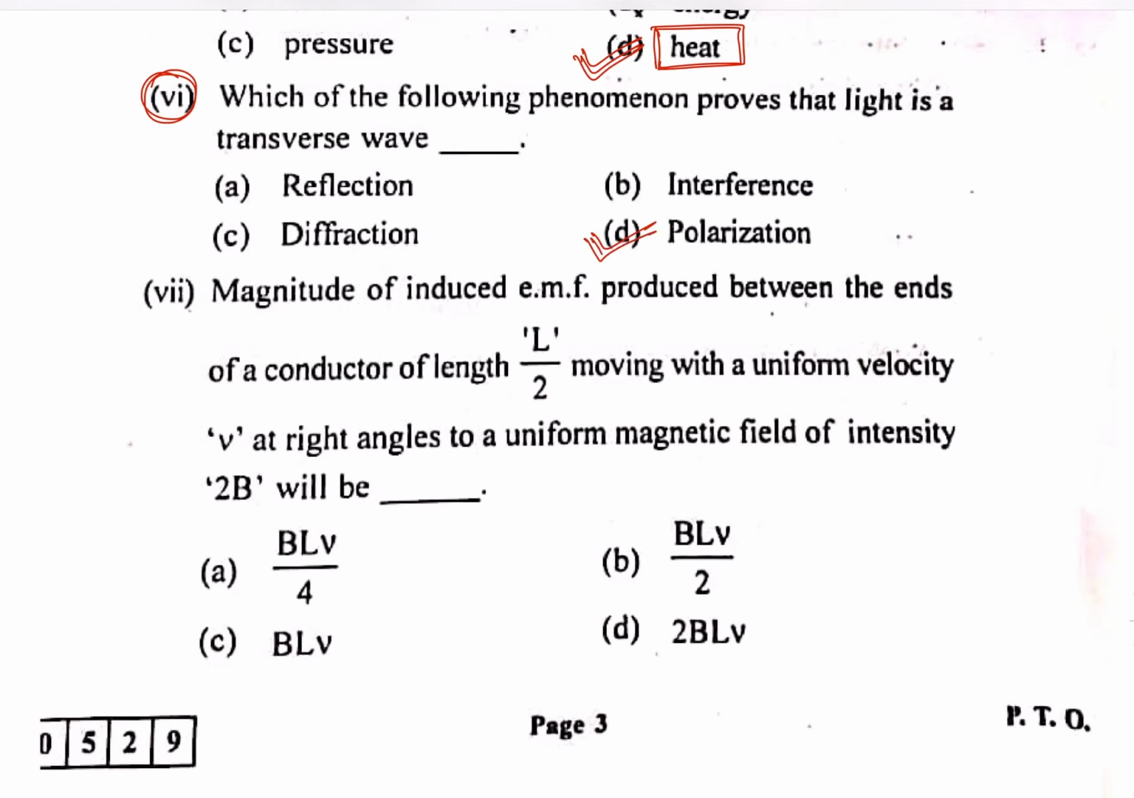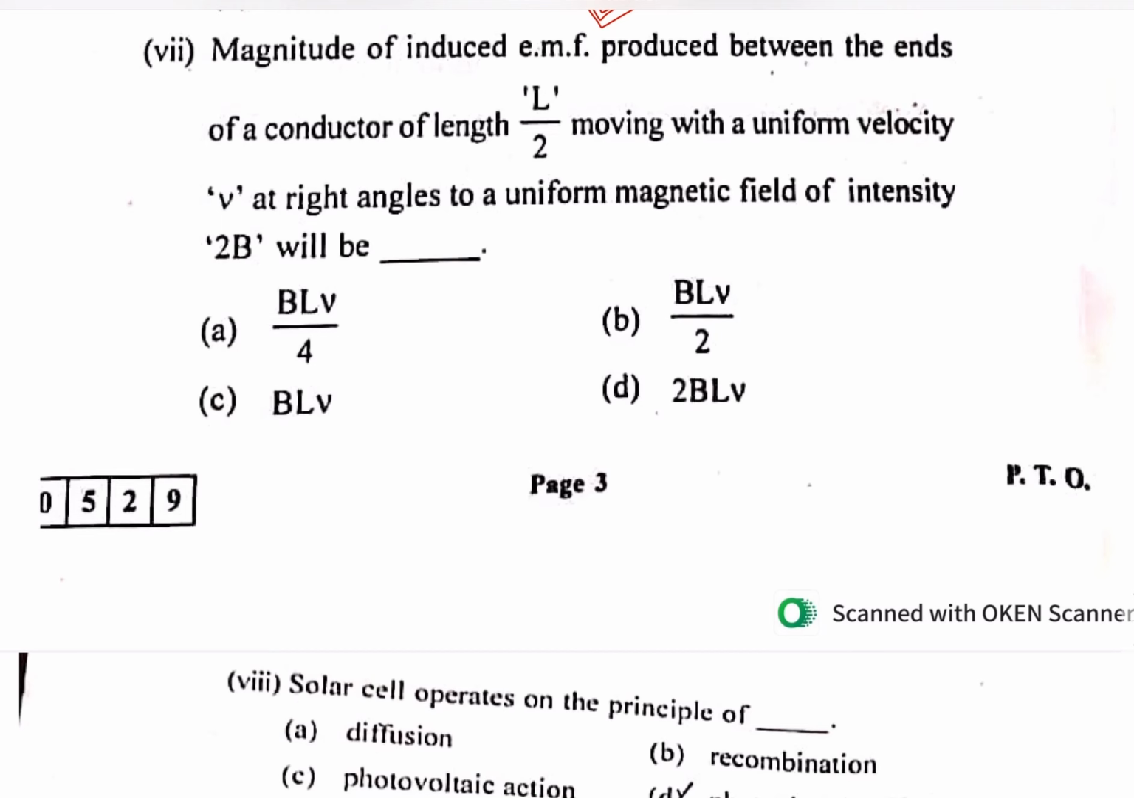So polarization is shown by a transverse wave only. So polarization in short proves that light is a transverse wave. So the answer is option D, polarization. Now next question, question number 7.